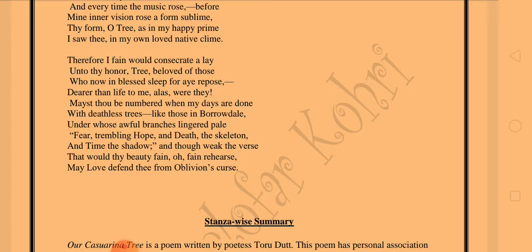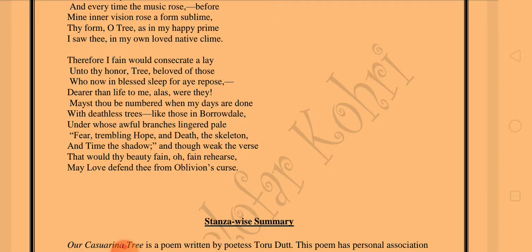You are beloved of those who now lie in blessed sleep, for a repose, who forever rest under that tree, which is beloved of all. They are resting in the forever sleep, a sleep that is blessed, free of all kinds of disturbances.